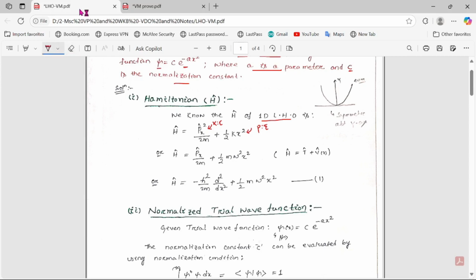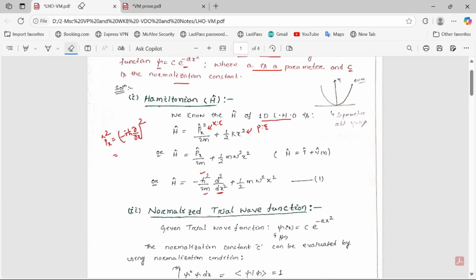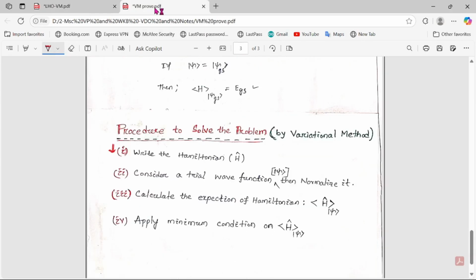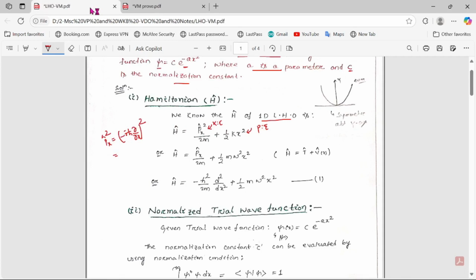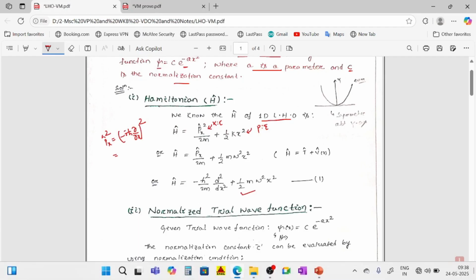Now the momentum operator p x is minus i h cross del by del x. So its square gives minus h cross square by 2m del square by del x square, plus the potential part as written. This is your equation number 1, which represents the total Hamiltonian of this system. So the first step is to write the Hamiltonian of the system, the 1D linear harmonic oscillator.